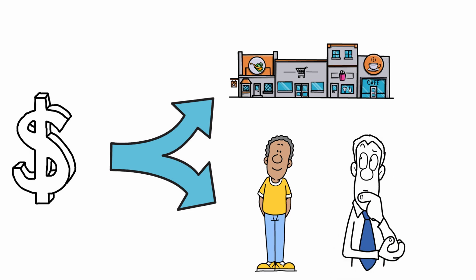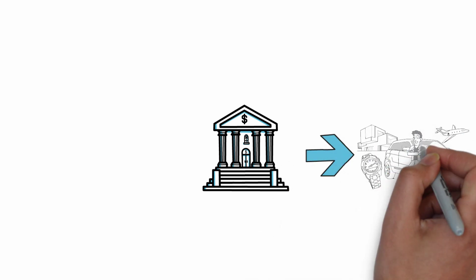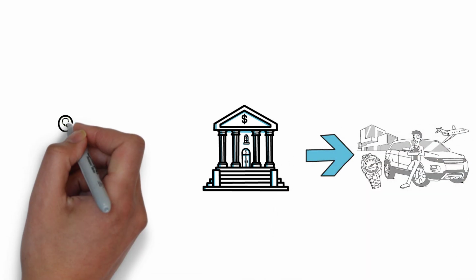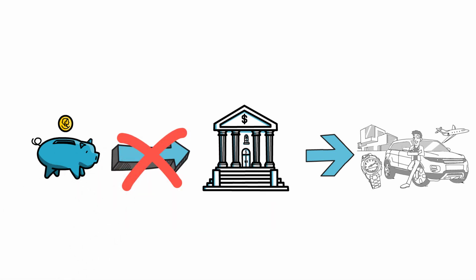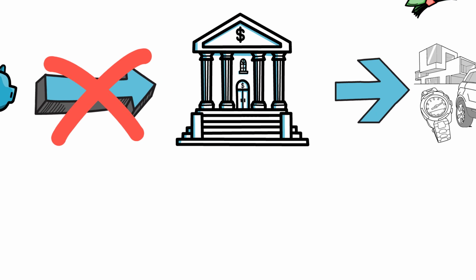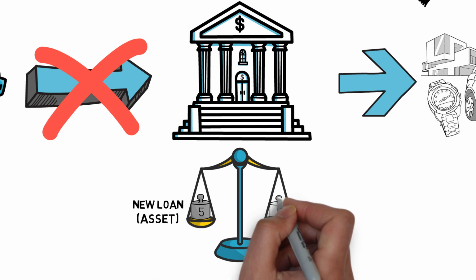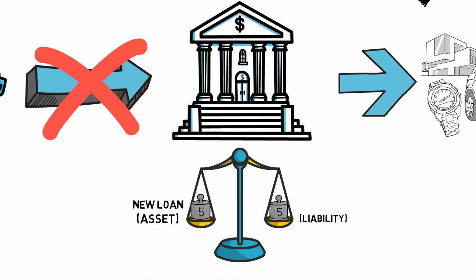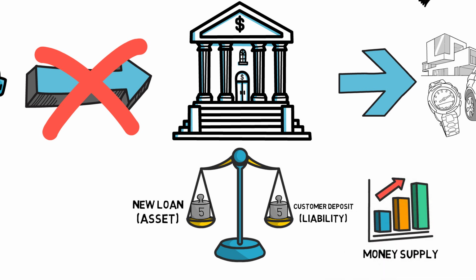How does it work in practice? When a bank gives out a loan, whether it's for a home, a car, or for a business to grow, it doesn't move that money from someone else's savings. Instead, it creates new money out of thin air. The new loan appears as an asset on the bank's balance sheet, while the funds it lent out appear as a new bank liability in the form of a customer deposit. This lengthens the bank's balance sheet and increases the money supply. And to learn more about this, check out our earlier video, How Do Banks Create Money?